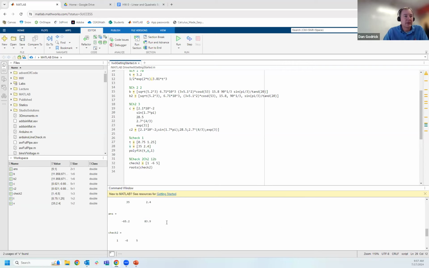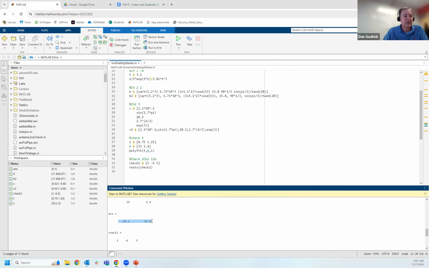If we look, we see that our slope was minus 65.2 and our intercept was 83.9. And hey, check that out. That matches our class work. So that's how you use polyfit. Just another little example there.